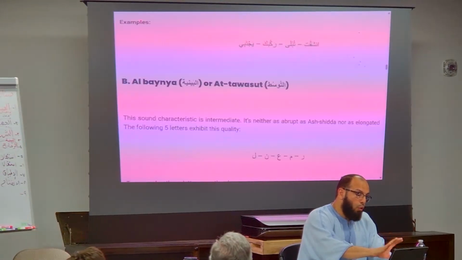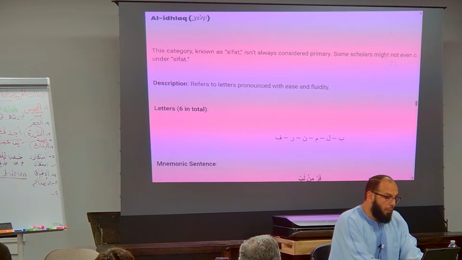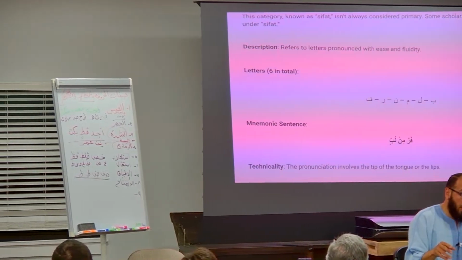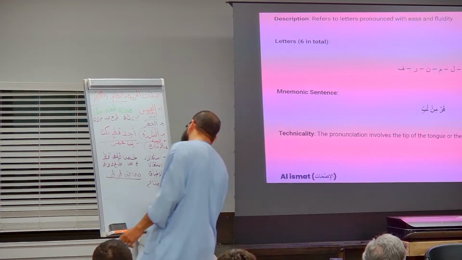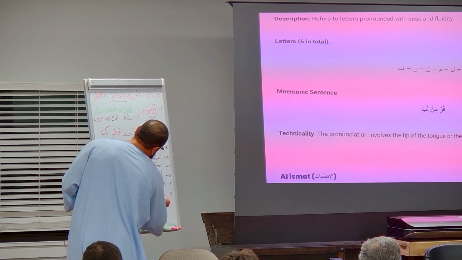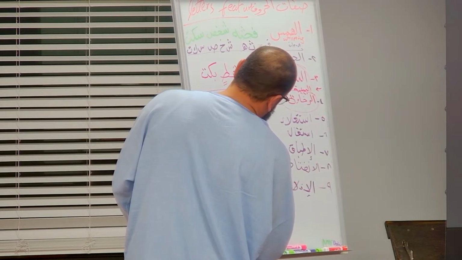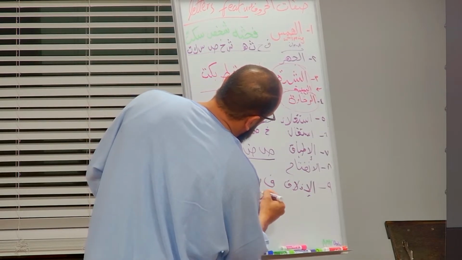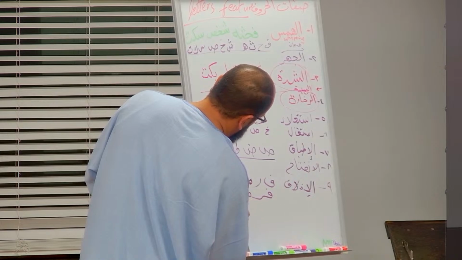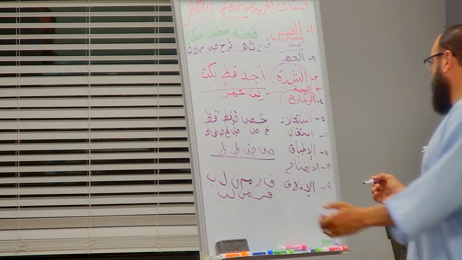So, what are حروف الإذلاق, الحروف المذلقة? That will be فر من لب, الحروف المذلقة. فر من لب, ف, را, ما, لا and با. الإذلاق. ف, را, ميم. فر من لب, لا من باء. فر من لب. All right, so the opposite of that is الحروف المصمتة, الإصمات.